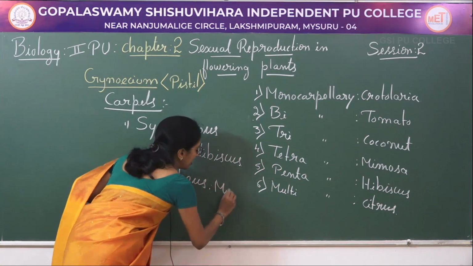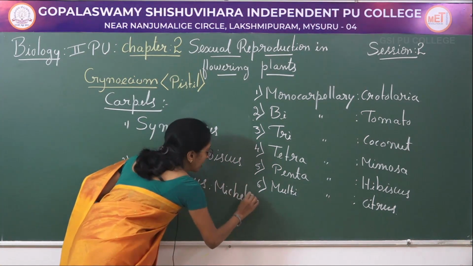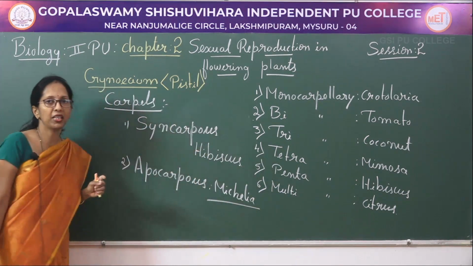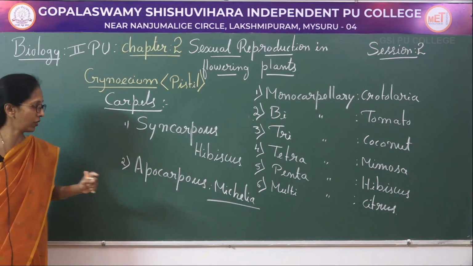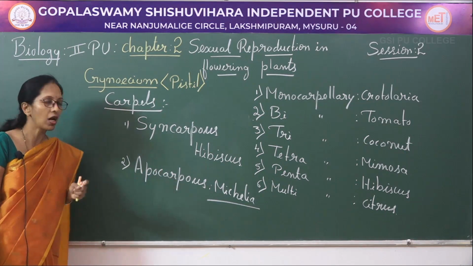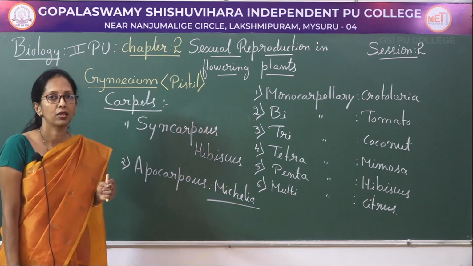It is seen in Michelia champaka, the sampige flower we have seen. That is the best example for apocarpous.